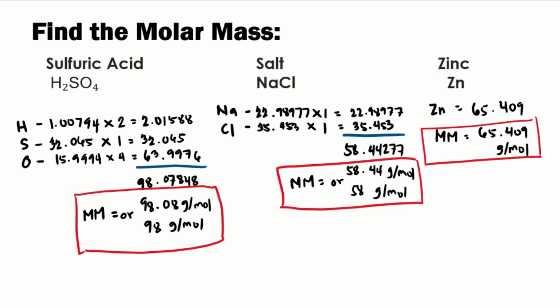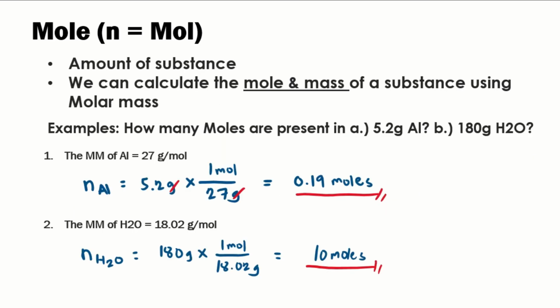Okay, so let's move on to the next slide. The next topic is about mole. Mole is represented by letter N, small letter n, which is equals to MOL. So MOL is the unit for mole. You can write MOLE or just simply write MOL. Okay, so again, mole is the amount of substance. We can calculate the mole and the mass of a substance using the molar mass. So again, mole is the amount of the substance.